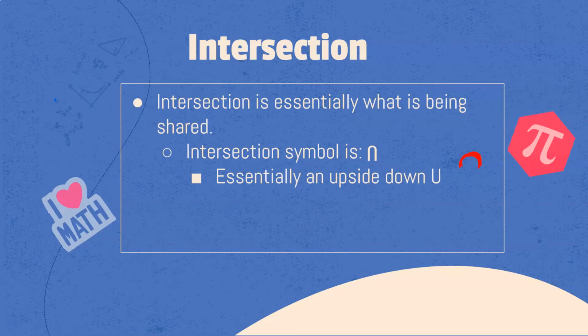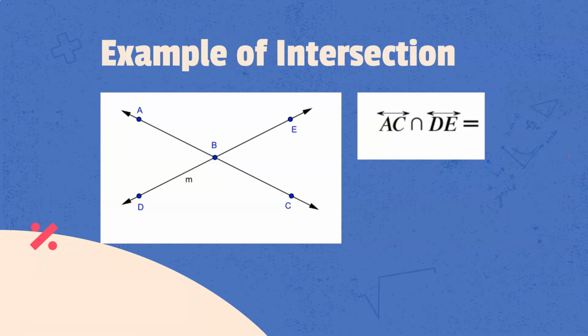So now we're going to do an example of intersection. Intersection and union will always be written in this format. But here we know that this is intersection because of the intersection symbol, which is again the upside down U. When we do intersection, we always have to look at the symbol. So here it says AC and this symbol above it.